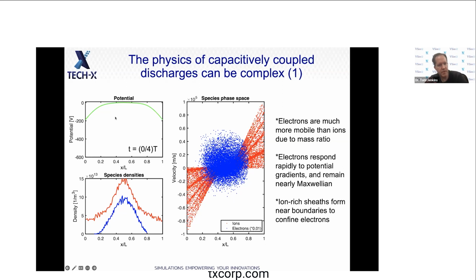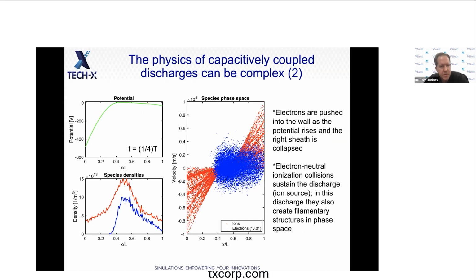But because the electrons are so much more mobile, they're going to be highly responsive to the potential, but the ions will not be. So I'm going to now advance this 1/4 of the period of the RF oscillation on the electrode, and we'll see what happens. What you see is that the sheath on the right has now collapsed. There's very little potential gradient over there, and the electrons have been pushed over to the far right side. And so we get a big impact of electrons hitting the wall. We also have these filamentary structures that are showing up on the left in the ion phase space. You can see them on the right as well.